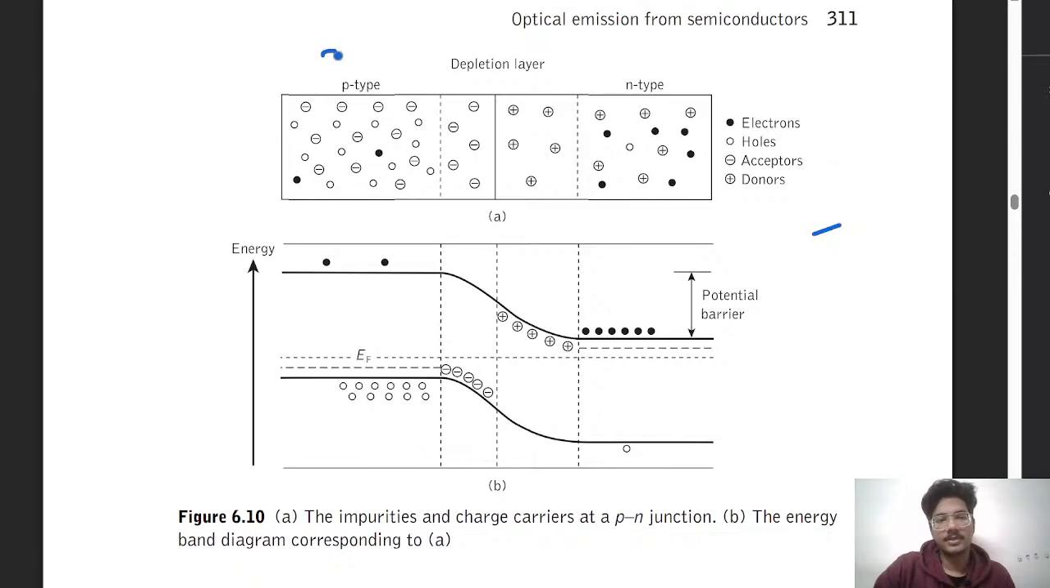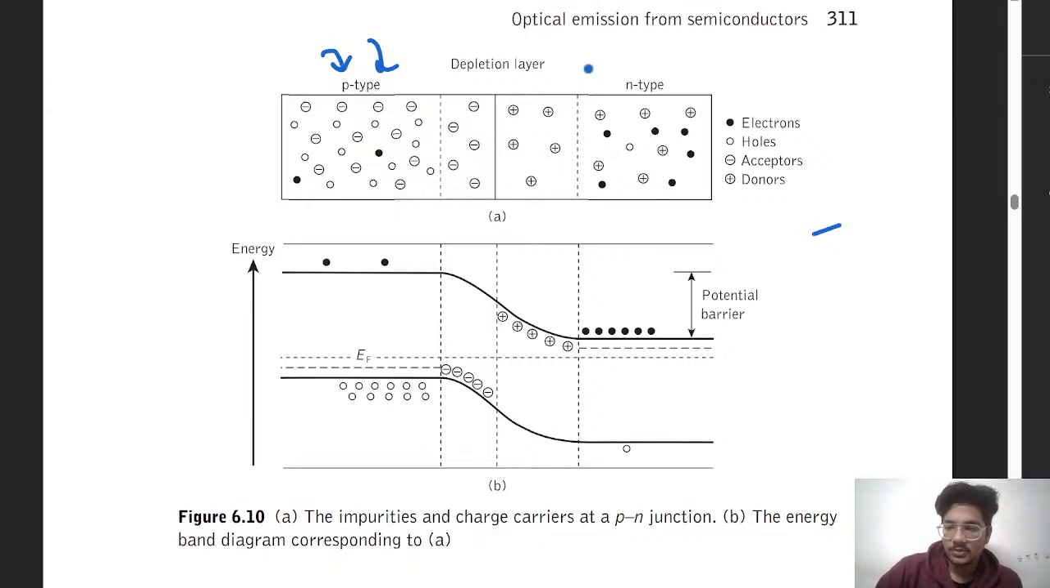This is a p-type material. As we see in the figure, the p side contains all the holes and the n-type side contains the electrons.